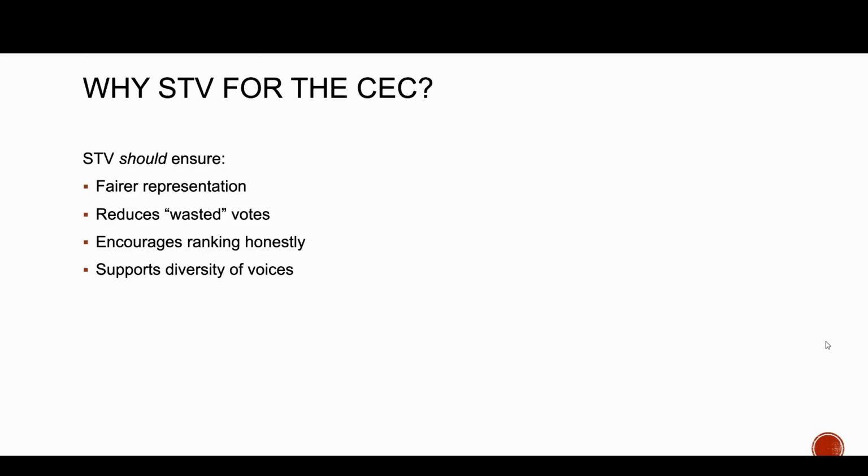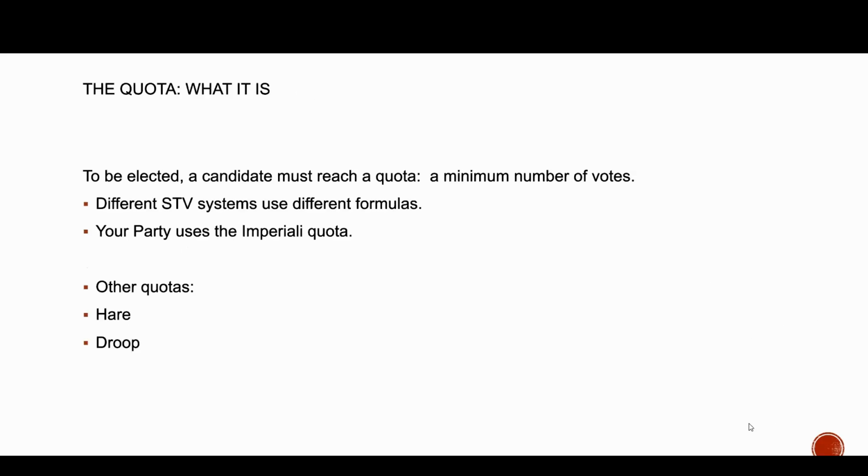Next one. Okay. And so ideally, a single transferable vote would mean fair representation. It would reduce wasted votes, encourage you to rank in whatever preference you'd like, and it would usually support a diversity of voices. Next slide.